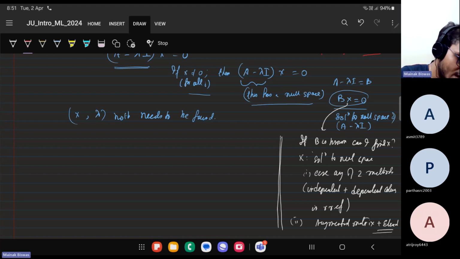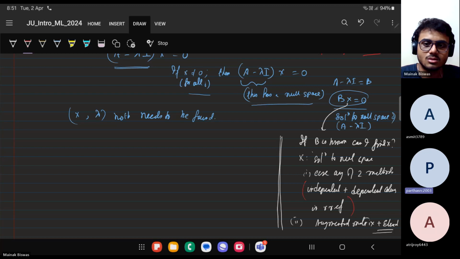I don't know what has happened. I devoted one full session to that, where you asked me how to get the dependent columns and pivots and so on. I don't understand what you are talking about. So the dimension of the null space is n minus r, that one.